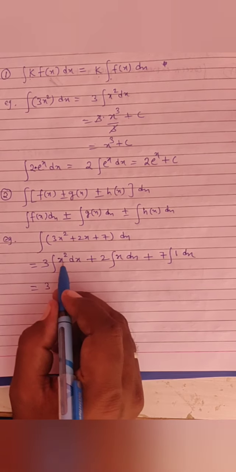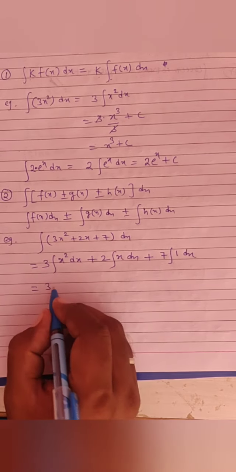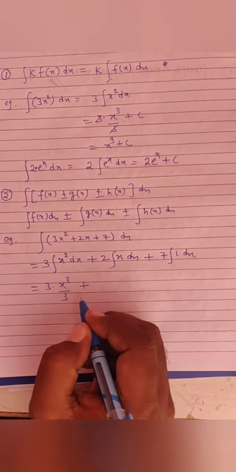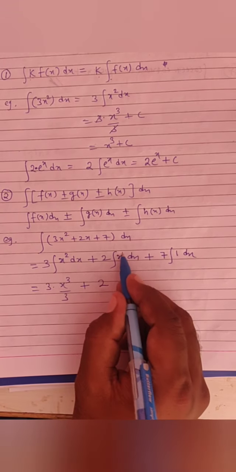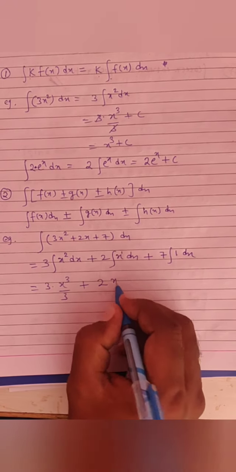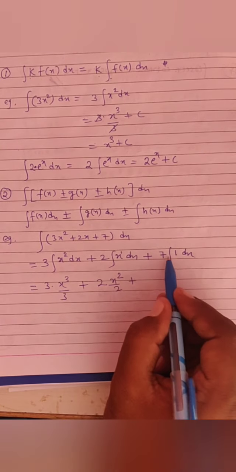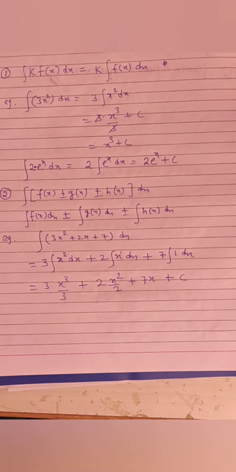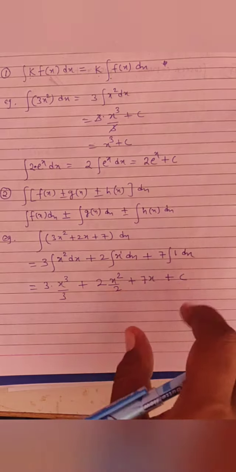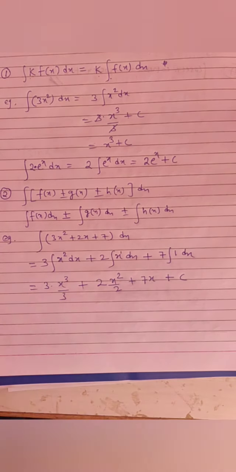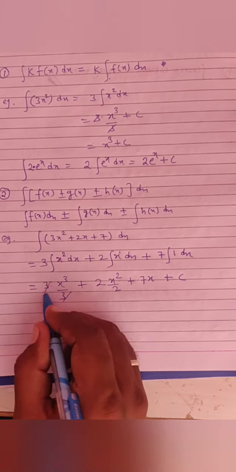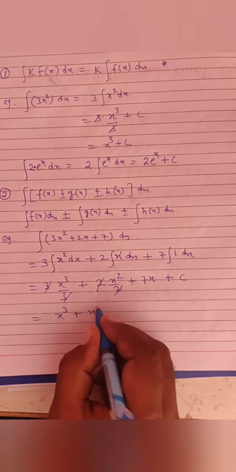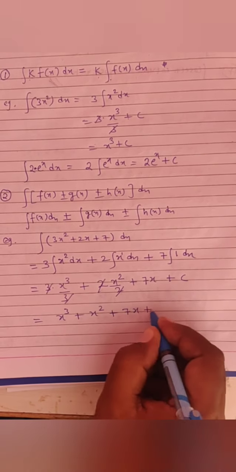So now apply the formula. This is in the form of x raised to n. So the formula for x raised to n is x raised to n plus 1 upon n plus 1, that is 2 plus 1, 3, upon 3. This is also in the form of x raised to n, so 1 plus 1, that is 2, upon 2, plus 7 integration of 1, we know that it is x, and c is the integration constant. You have to write c once after simplifying all the integration signs. Now here 3 gets cancelled, 2 also gets cancelled. So the answer is x cube plus x square plus 7x plus c.